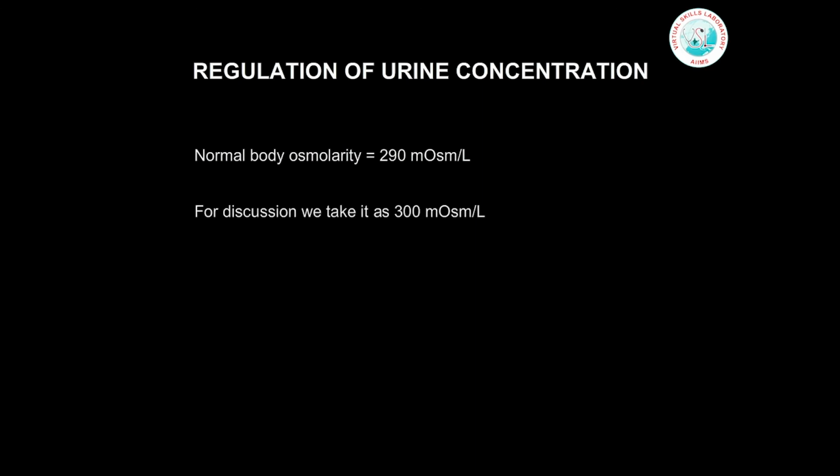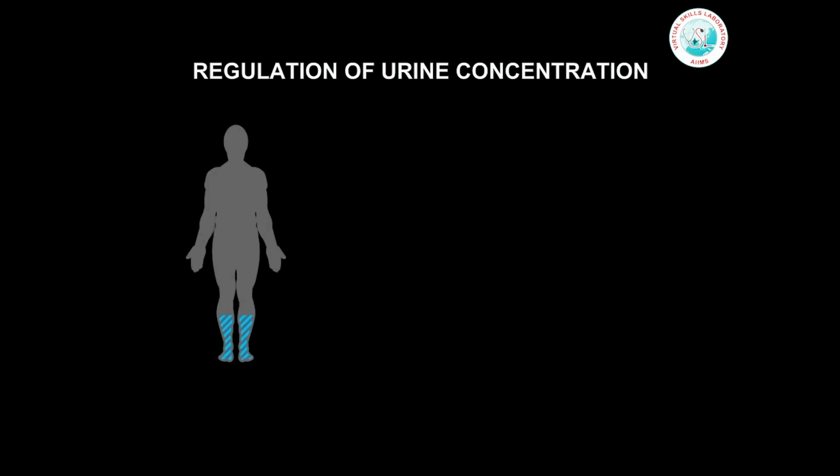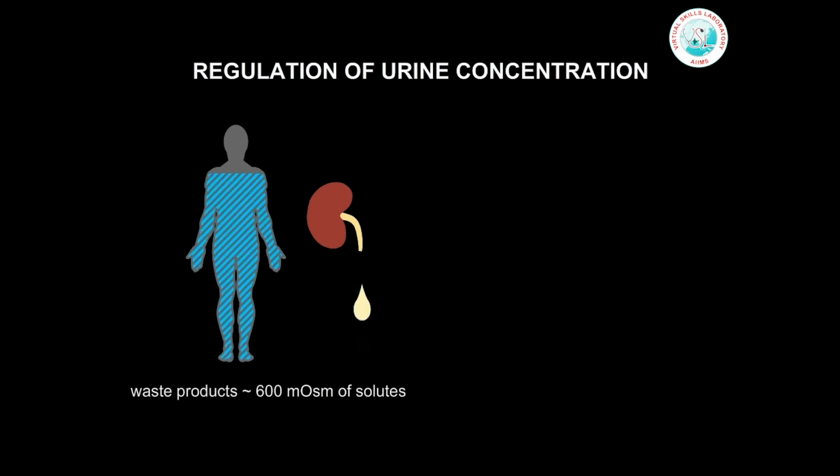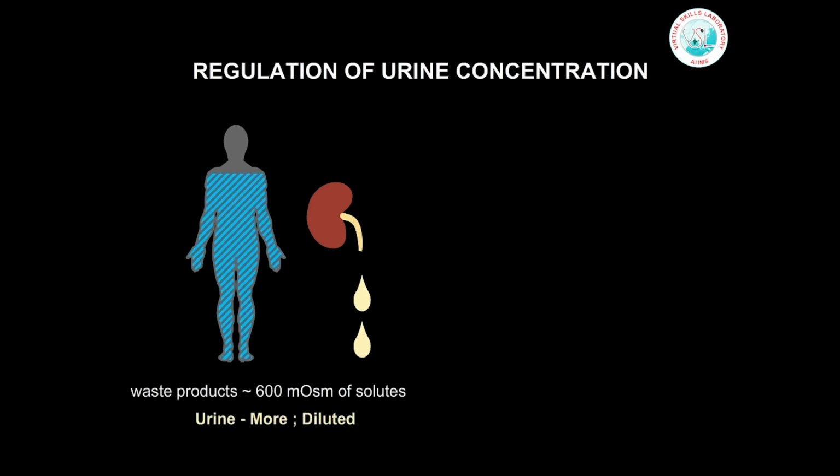The composition of urine varies with the hydration status of the body. Our body functions best at osmolality of 290 milliosmoles per liter. For the purpose of discussion, we take a round figure of 300 milliosmoles per liter. If a person is drinking a lot of water, body fluids will become hypoosmolar. To compensate for this, our kidneys will produce more urine. Since the concentration of waste products remains almost constant at approximately 600 milliosmoles of solutes, the urine produced will be more in amount but diluted.